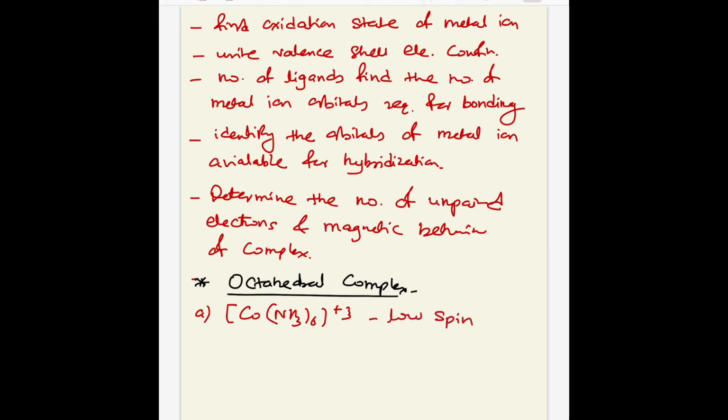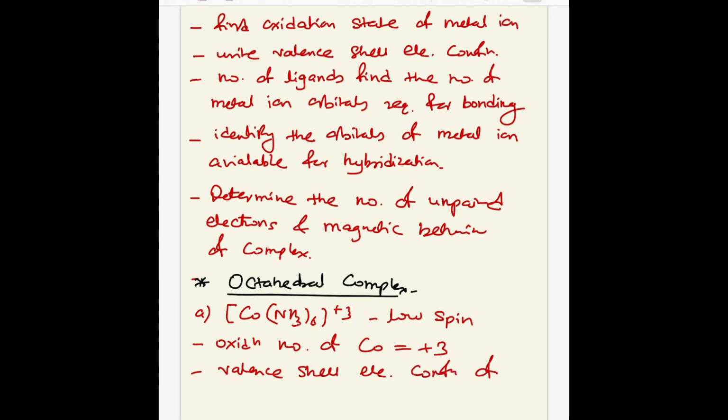So ammonia is a strong field ligand, so we can create a shortcut here. Strong field ligand means a low spin complex, and weak field ligand means a high spin complex. So ammonia is a strong field ligand, so it is a low spin complex. In that complex, the oxidation number of cobalt is plus 3, because ammonia is a neutral ligand, so the net charge is its oxidation state.